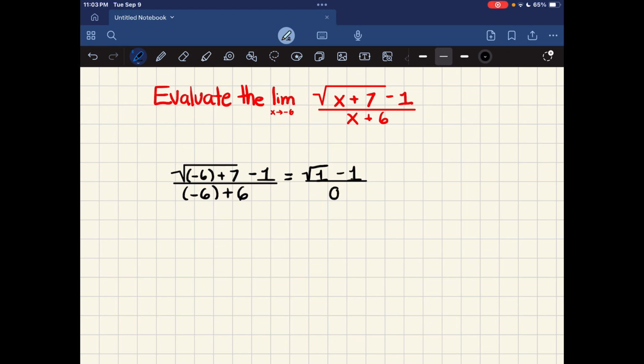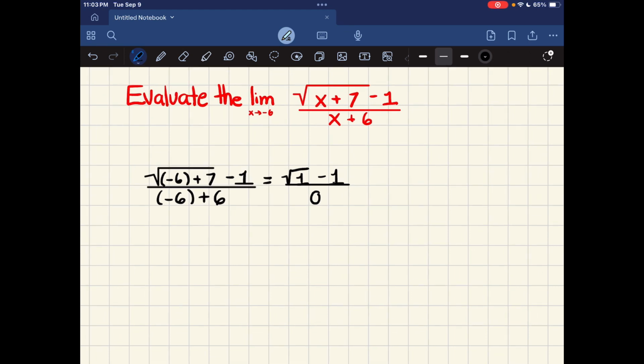And then the square root of 1 is 1 because 1 times 1 equals 1. So we just do negative 1 over 0. And as you can see, the denominator is 0. So this is indeterminate, so we cannot do it this way. We have to use the conjugate instead.